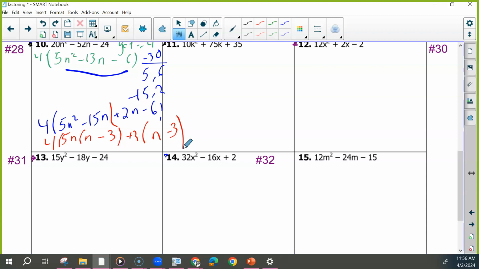So then I'm just going to write this down here, but you would have 3 factors. 4, 5n plus 2, and n minus 3. And that would be your final answer. Any questions there? Look at the other ones, 11 through 15. Are there any others we want to see, go over, have questions about?